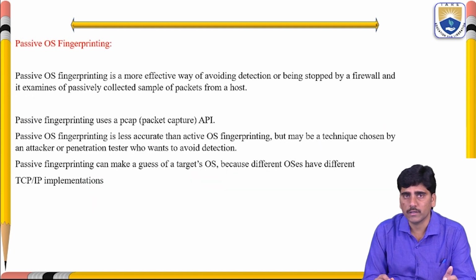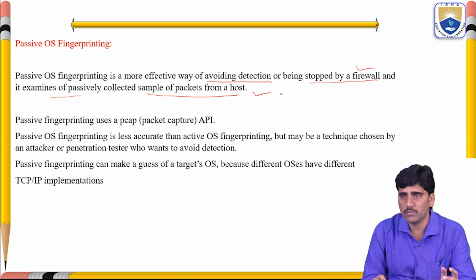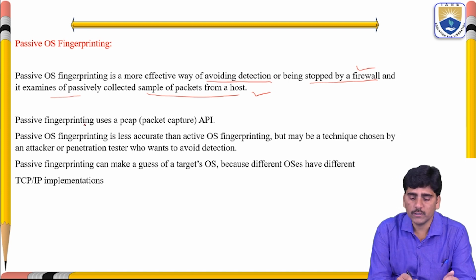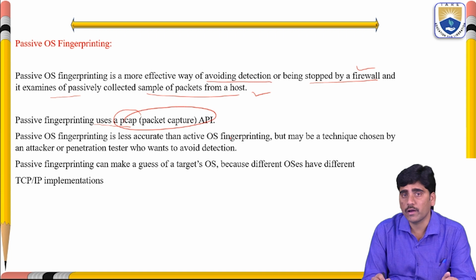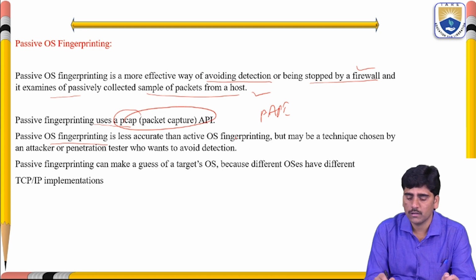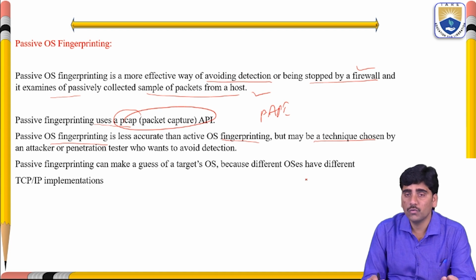And passive OS fingerprinting is a more effective way of avoiding detection or being stopped by a firewall, and it examines a passively collected sample of packets from a host. It uses PCAP, the Packet Capture API, and with the help of this the passive fingerprinting works. Passive OS fingerprinting is less accurate than active OS fingerprinting, but may be a technique chosen by an attacker or penetration tester who wants to avoid detection.